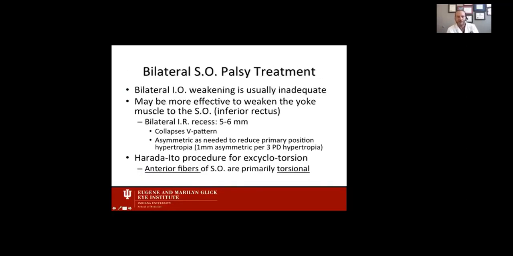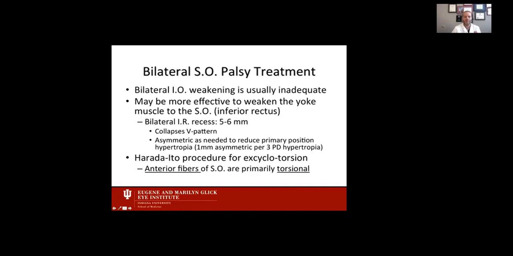Now, why do we have these options? Well, you know, inferior oblique weakening is probably the easiest thing to do, but frequently it's just not enough. It doesn't give you enough torsion effect. It may not give you enough control over primary position deviations. Okay, if they have a right hypertropia that's asymmetric, how are you going to do that if you're weakening both the inferior obliques? So it gets a little bit complicated. That's where the inferior rectus procedure comes in.